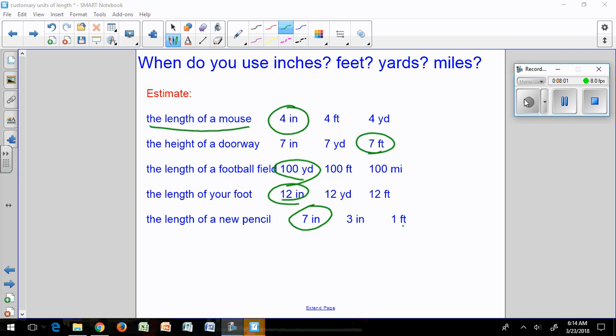All right, how'd you do? So, for the height of the doorway, think of me. I'm 6 feet tall, and I fit under a doorway pretty good. It's probably about a foot above my head, from my head to the doorway. It's not going to be 7 yards, 21 feet tall. No. And then 7 inches, not even 1 foot? No. And think of this one down here, the length of a new pencil. If you're confused about that one, pick up a ruler and try holding it like a pencil. It's going to feel pretty awkward. It's so long in your hand. 7 inches is probably the best bet.